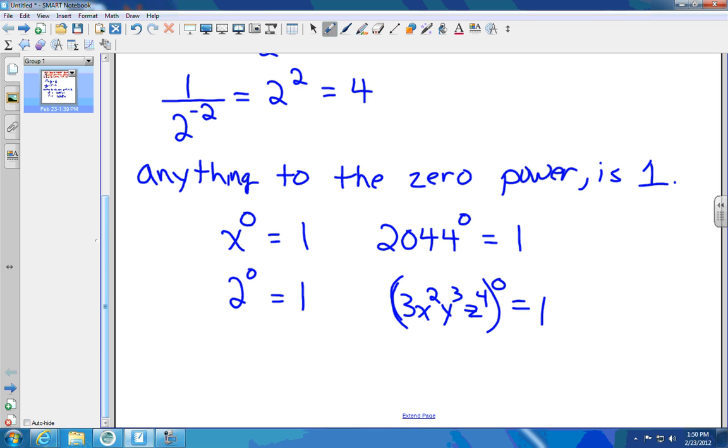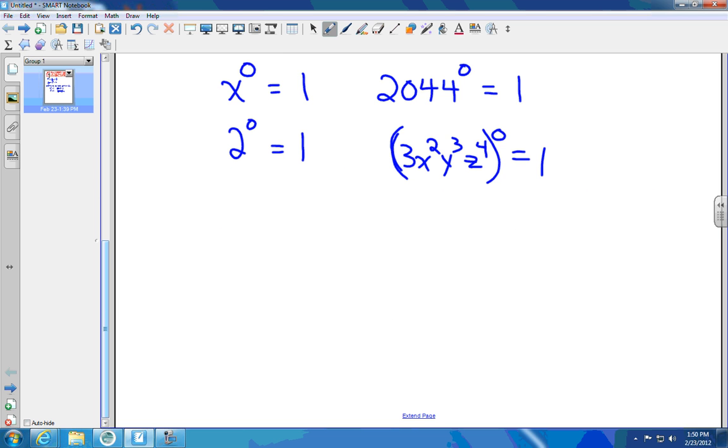The only exception to that is 0 to the 0 power. That's undefined. That's the only exception to the rule. 0 to the 0 power is undefined. What was your question?